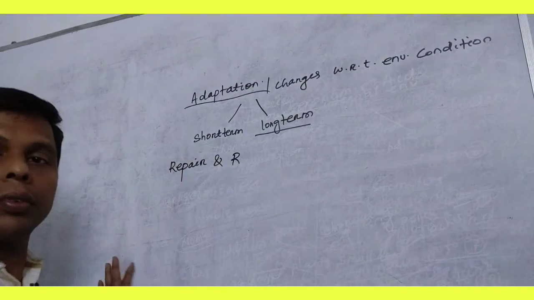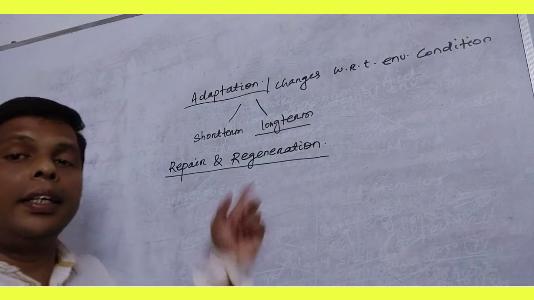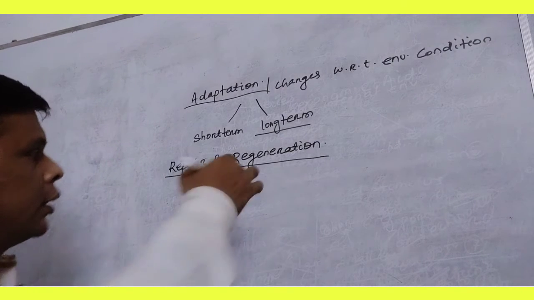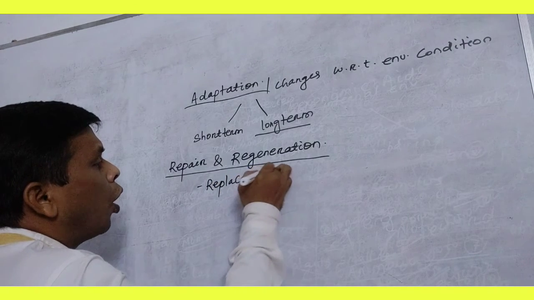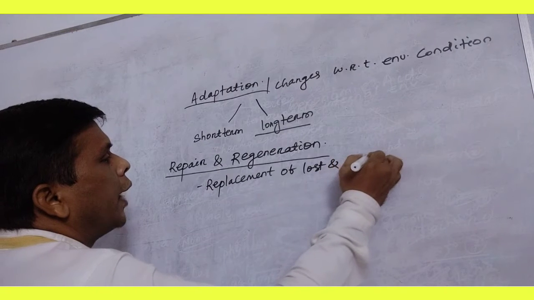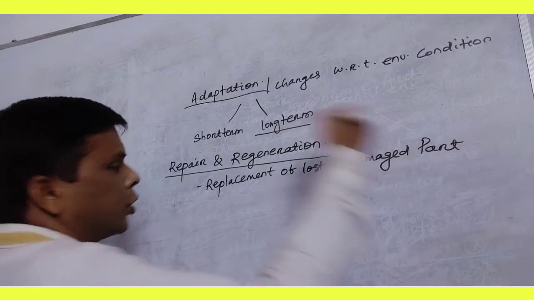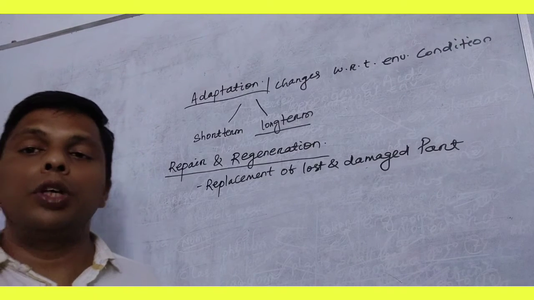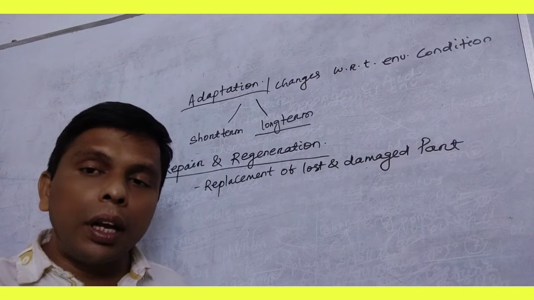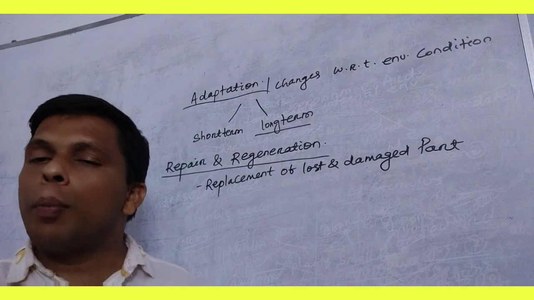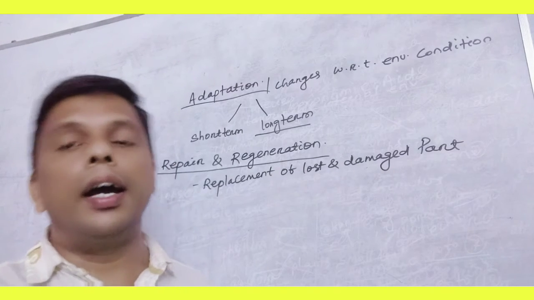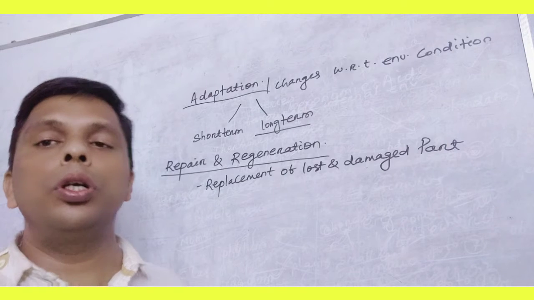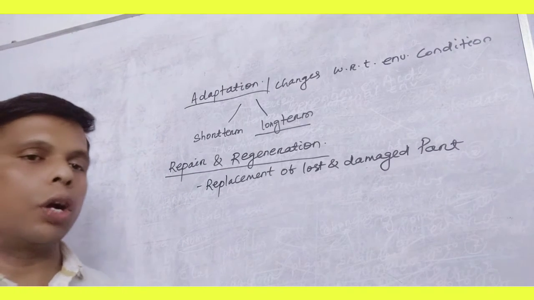Repair. This process of repair and regeneration deals with the replacement of lost and damaged parts. This is called regeneration. In lower organisms, the regeneration capacity is higher in comparison to higher organisms. Suppose we take the example of a lizard. When the limb is lost, another limb can be regenerated. In our body, the lost cells can be replaced. So the regeneration ability in our body is very much reduced in comparison to lower organisms.